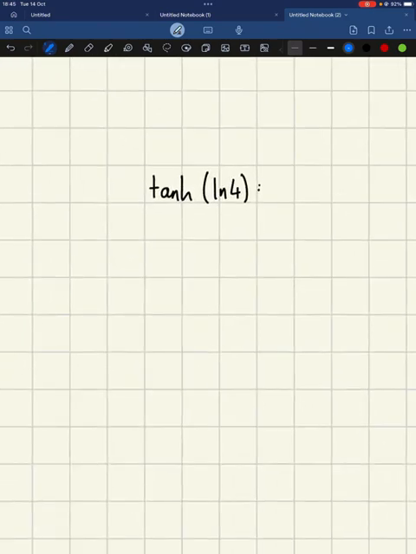If you want to work out tanh of ln 4, well, this time x is just ln 4, so tanh is e to the 2x minus 1 over e to the 2x plus 1, so we're going to get e to the 2 ln 4 minus 1 over e to the 2 ln 4 plus 1.